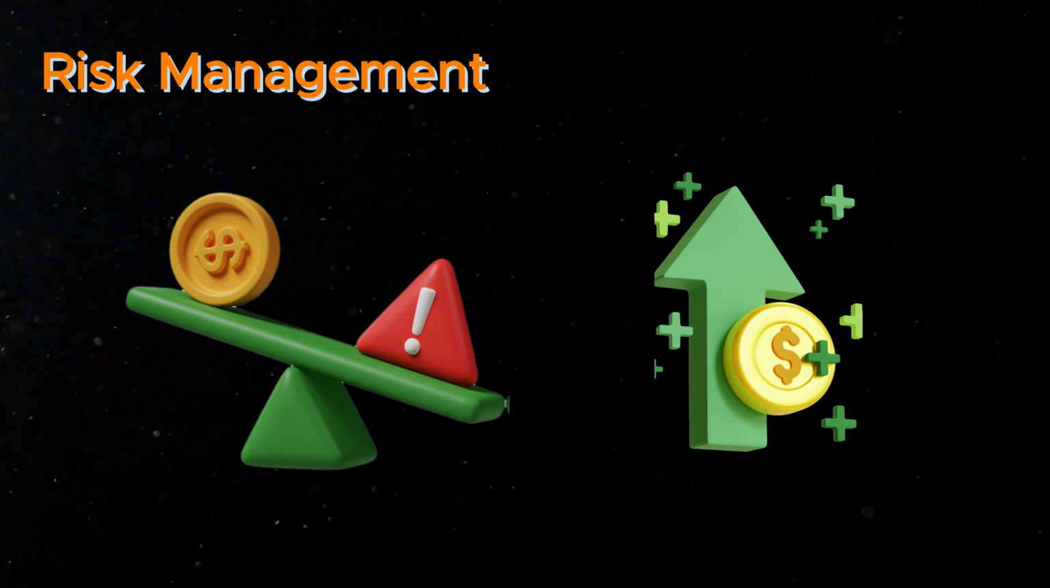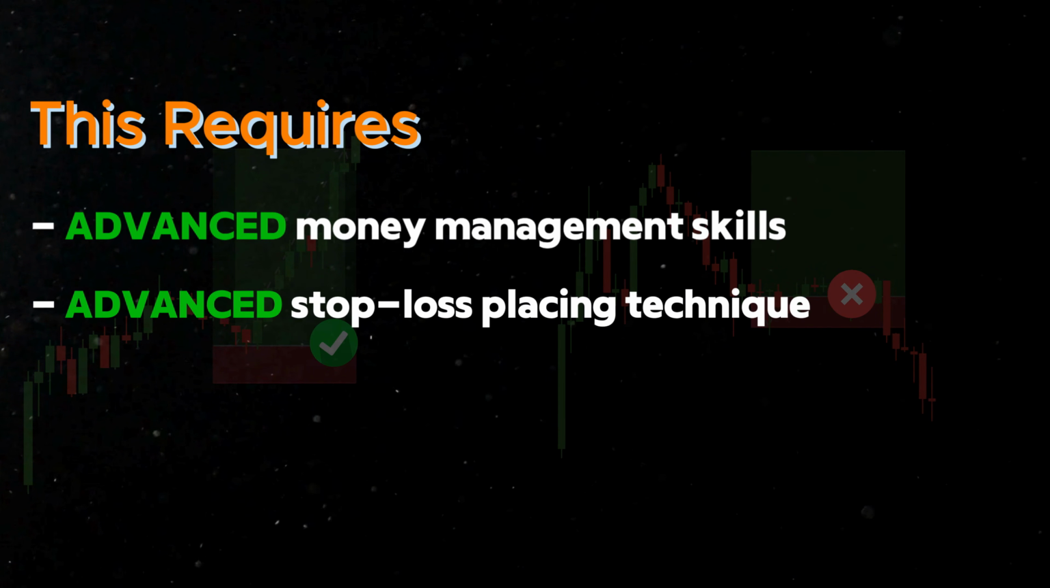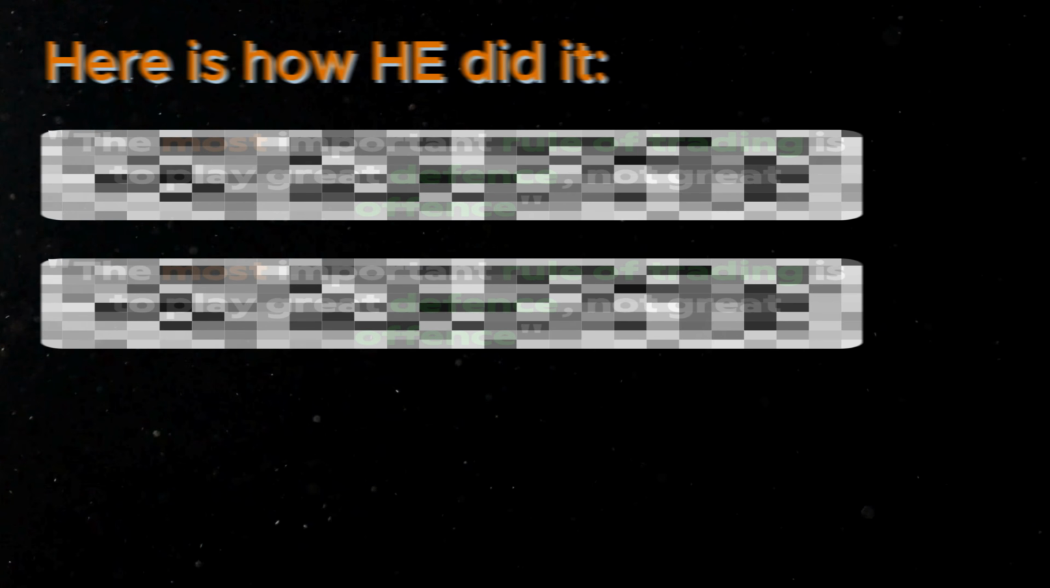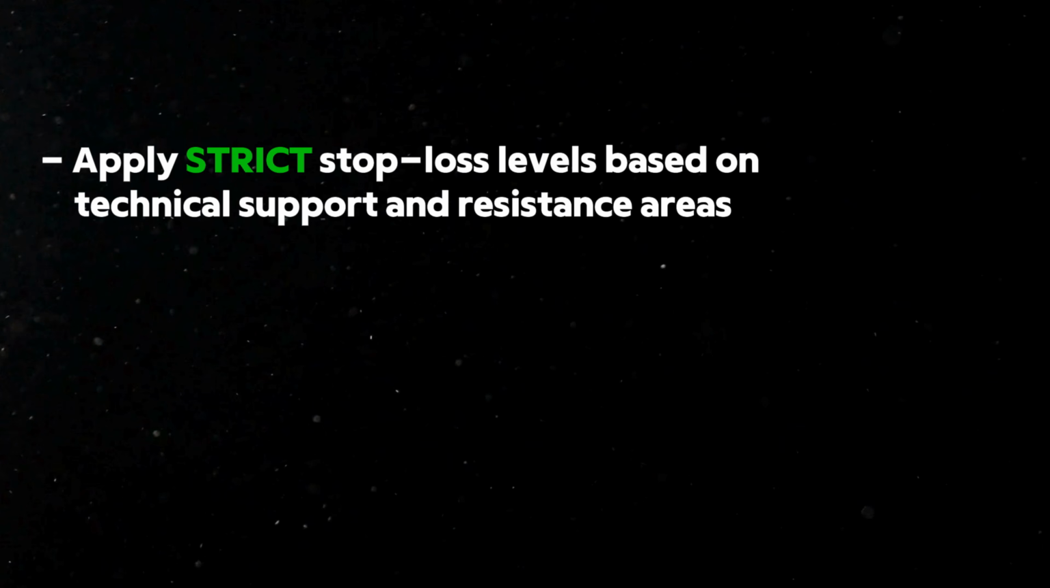He's known to use tight stop-loss orders to protect his capital and to cut losses quickly if a trade does not go as planned. This requires advanced money management skills and also advanced stop-loss placing techniques. And here are very important steps of how he did it. Step 1. Apply strict stop-loss levels based on technical support and resistance areas. Let me show you how.